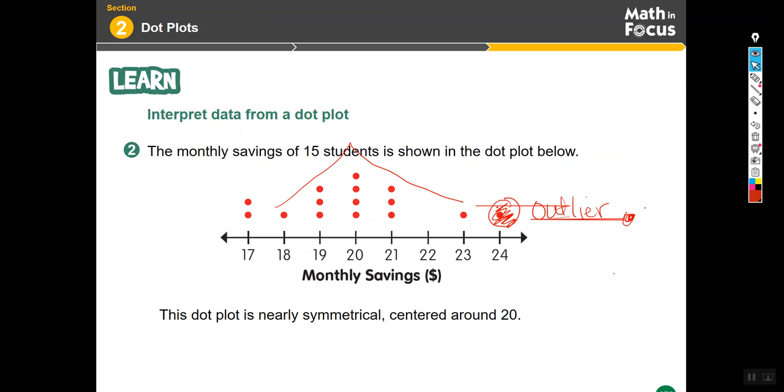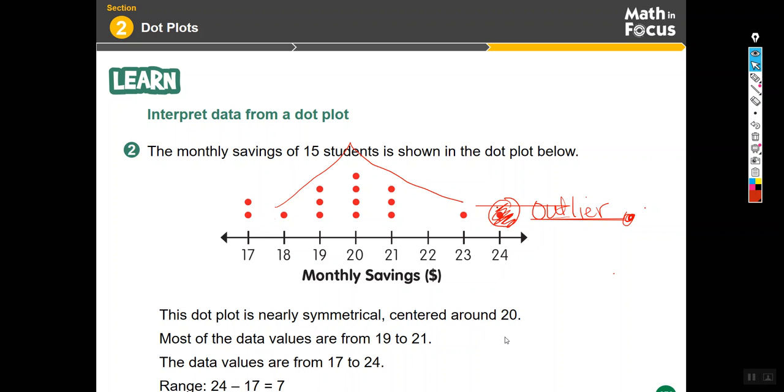Is that nearly symmetrical, centered around 20. So they're giving you ways to describe the data plot. So this data plot is nearly symmetrical. Okay, it's not completely symmetrical, it's nearly symmetrical. And the majority of the data is centered around 20. Okay, and it even goes further, saying that most data values are from 19 to 21. So even giving you more information of where most of the information lies.